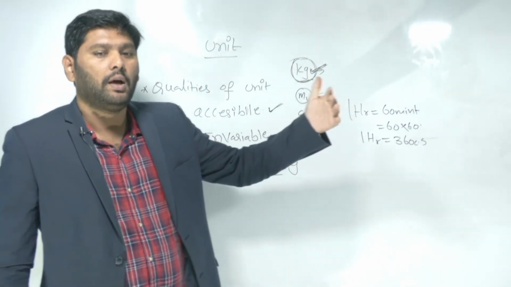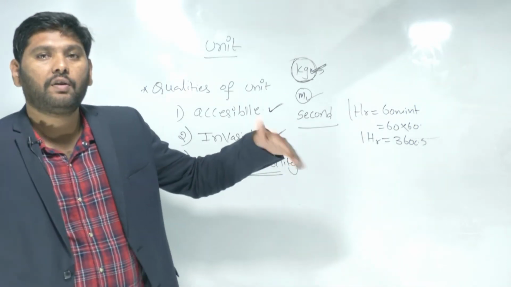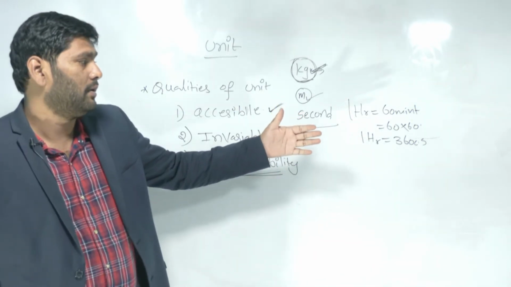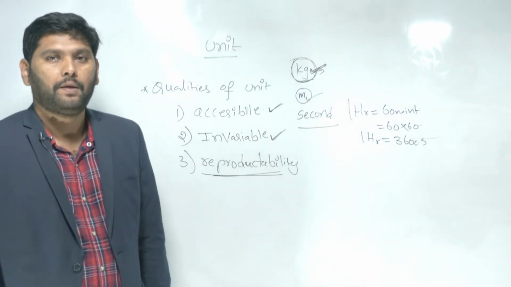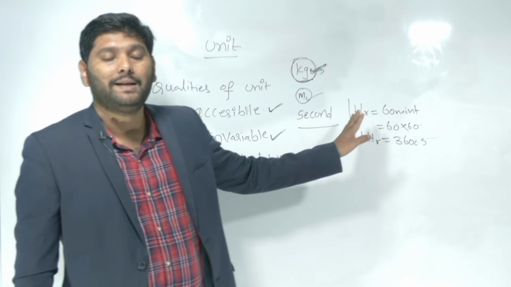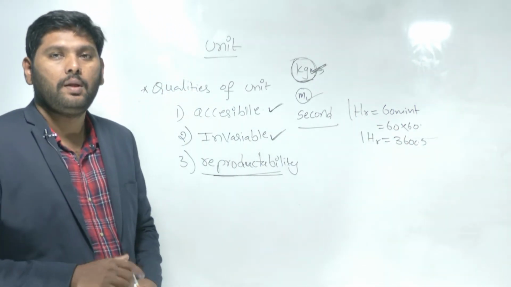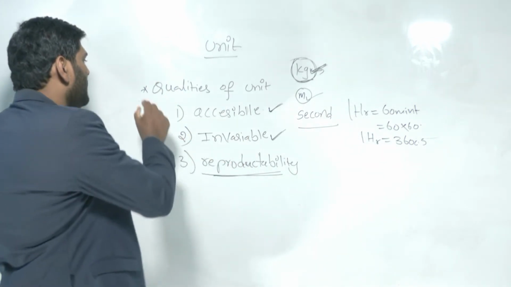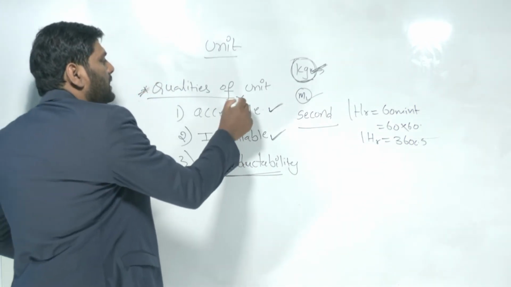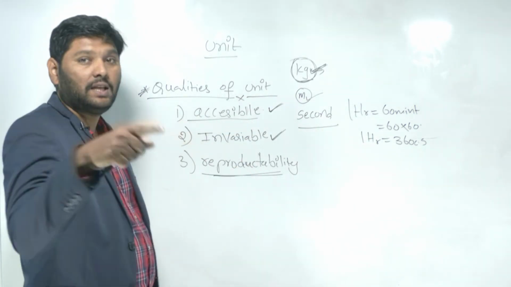Even for days also we can multiply this way. So such a way we are here. That is the reason second we are considering as time units. Even this is the quality of a unit. So once again, accessibility, easily we can access.